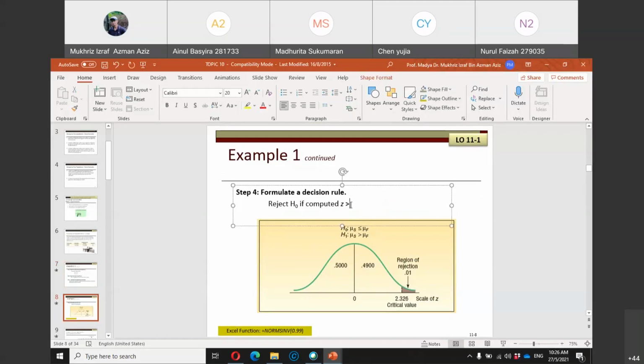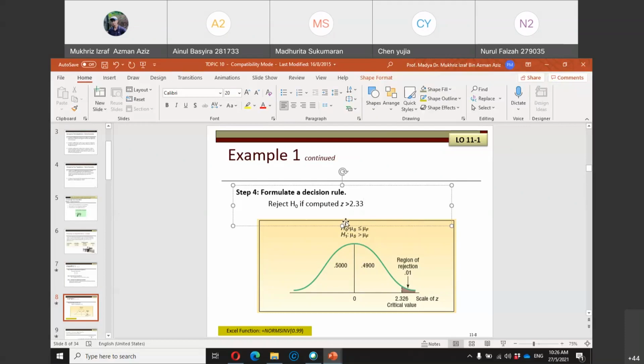Because it's 1%, 0.01, this will be 0.01, and the remaining part will be 0.49. When you check your Z table, the value closest to 0.49 will be 2.33. So I think there is no difference between one sample or two sample when it comes to using the Z distribution.